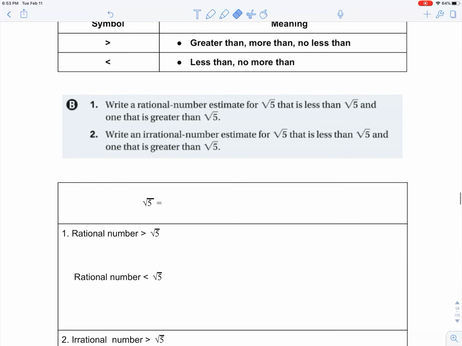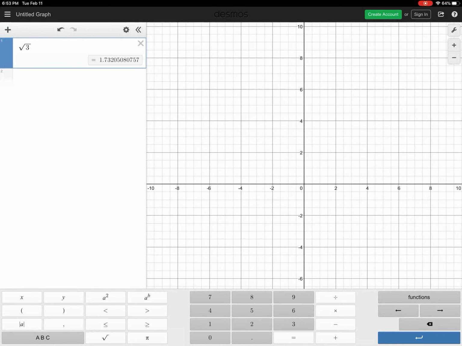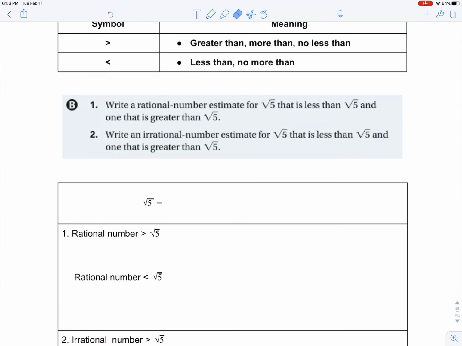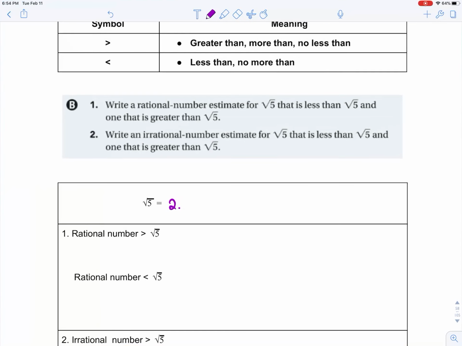Okay, so question B is asking us to write different number approximations or estimates here. But let's go ahead and write the exact value for the square root of 5. So let me type that in here. Square root of 5. Whoops, that's square root of 35. There we go. 2.236067, and that continues on forever.